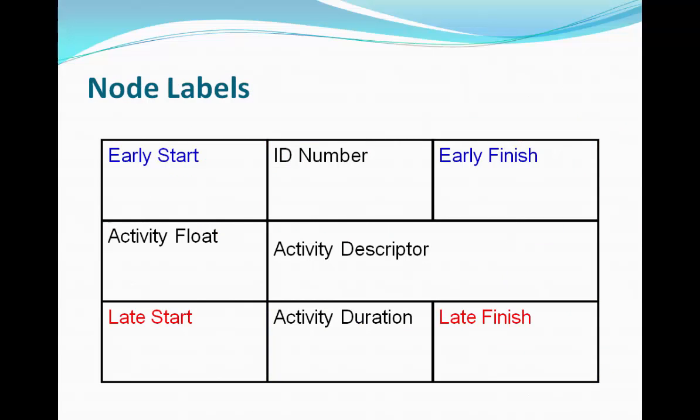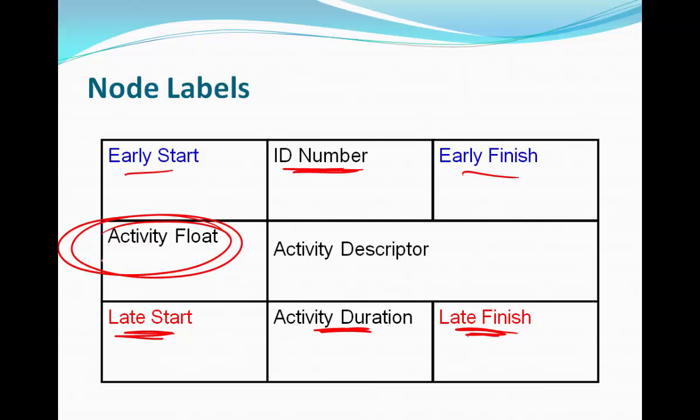Again, a reminder of our node labeling. The ID goes to the top center of the node. Your duration goes in the bottom center. Then early start, early finish, late start, and late finish. And then we'll talk about activity float as we draw out our network diagram. To calculate your activity float, activity float is equal to your late start minus early start. Or you can also use your late finish minus your early finish to get your activity float.